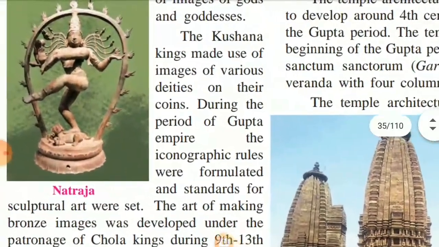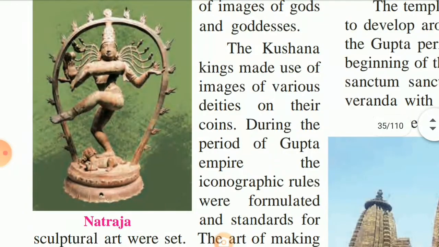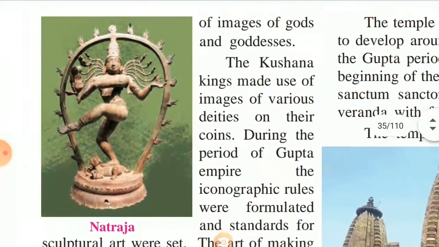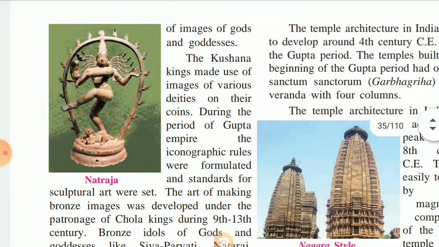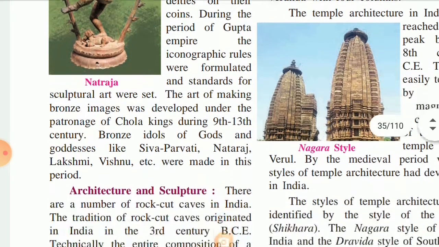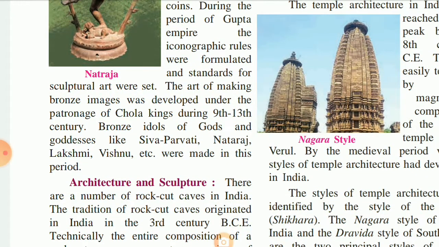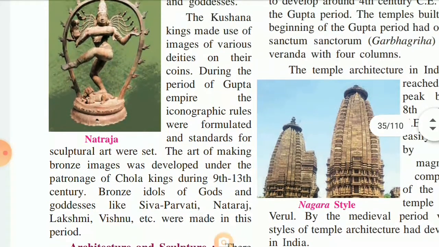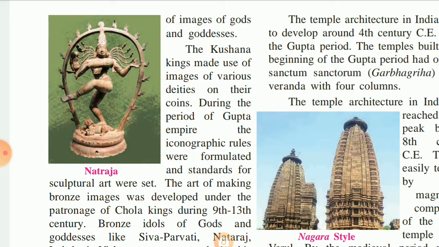You could see Nataraja's dancing figure there, then Lord Vishnu, Shiva, Parvati and Lakshmi, made in this time. In this way iconography became a style, and it started from the 2nd century and flourished under the Chola kings in the 9th to 13th century.